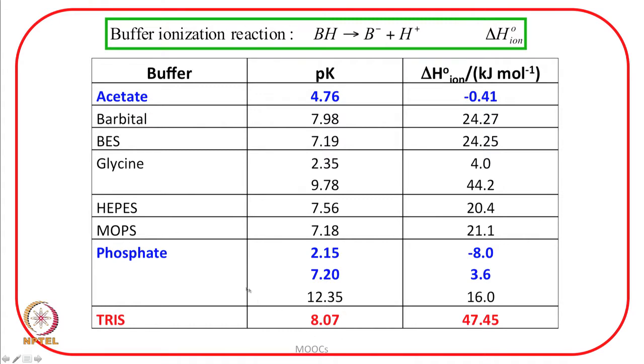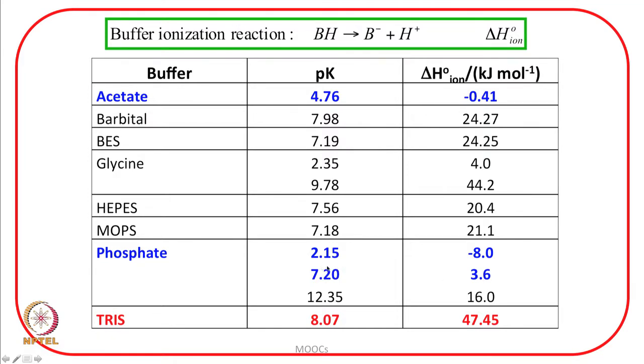Now, let us take a look at phosphate. Phosphate has 3 pK values: 2.15, 7.2, 12.35. So, therefore, if we want to prepare a solution of pH 2 or pH 7, phosphate is an excellent buffer to be used in ITC experiments, because the associated enthalpies of ionization are very small.